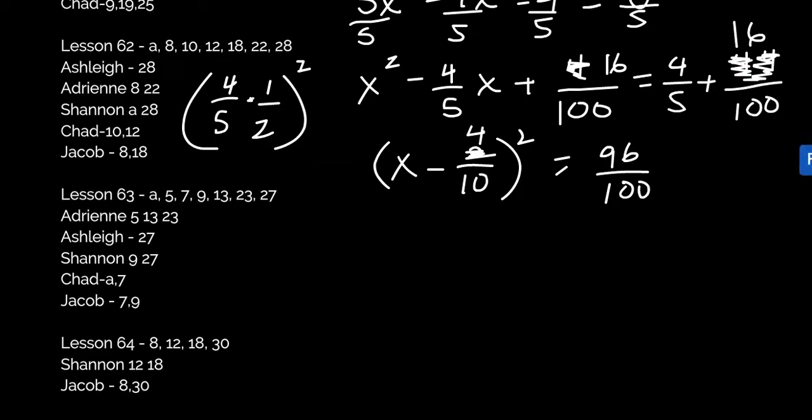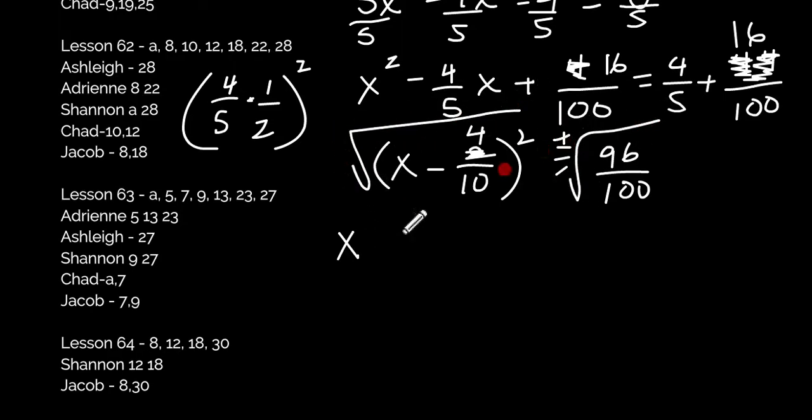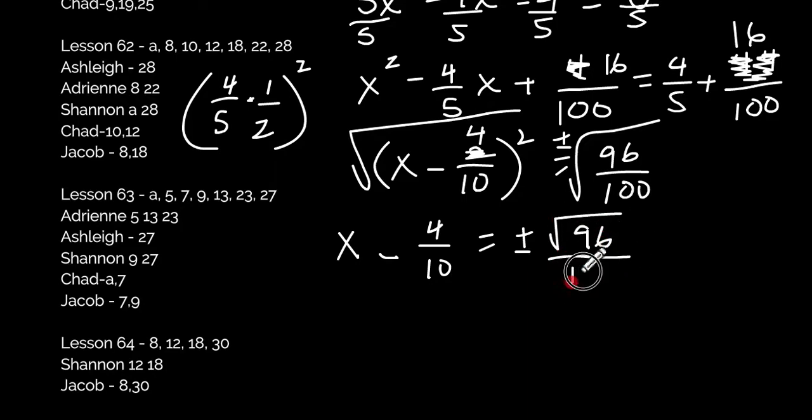All right, square root plus or minus of both sides. You're going to get 2 answers with a quadratic, right? So we're square rooting both sides, plus or minus. So it's going to be x minus 4/10, you could reduce that, equals plus or minus the square root of 96. I'm just going to make that a 10 there because the square root of 100 is 10.